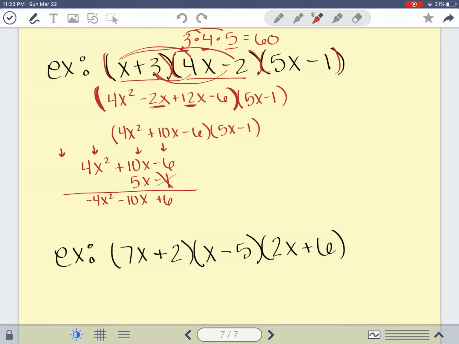So I move on to my 5x. 5 times negative 6 gives me a negative 30x. And again, if you need to, go ahead and put that 0 right here, since we know that since we've got this x, there's not going to be any chance of having a constant. 5x times 10x. 5 times 10 is 50. Get my x squared, so it'd be a positive 50x squared. And then 5x times 4x squared. 5 times 4 gives me 20. And then x squared times x gives me x cubed.